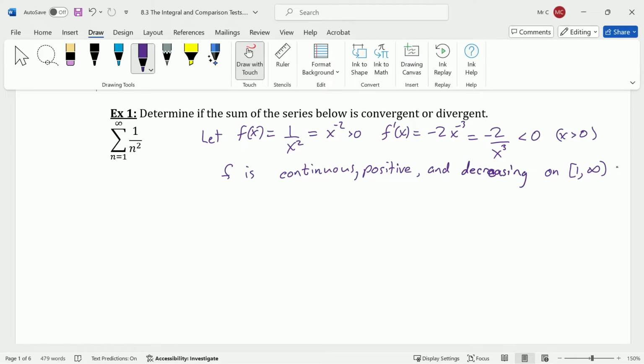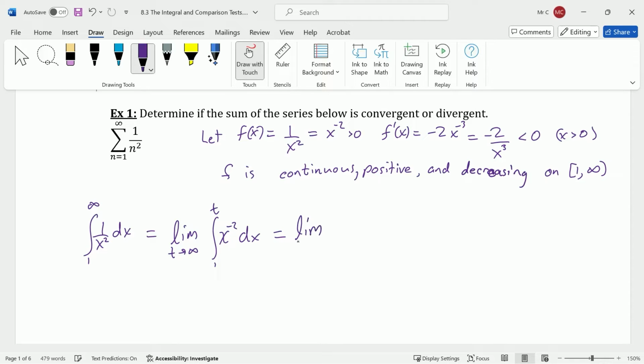So I didn't say 0 to infinity because I can't include 0 in that statement. So I just started at 1. And so now we can check this with the integral test. So I take the integral from 1 to infinity of 1 over x squared dx. I do need to rewrite that as the limit as t goes to infinity of the integral from 1 to t of x to the negative second dx.